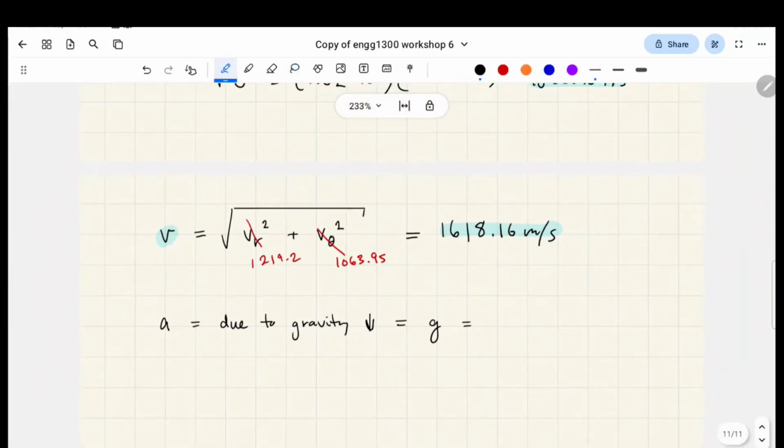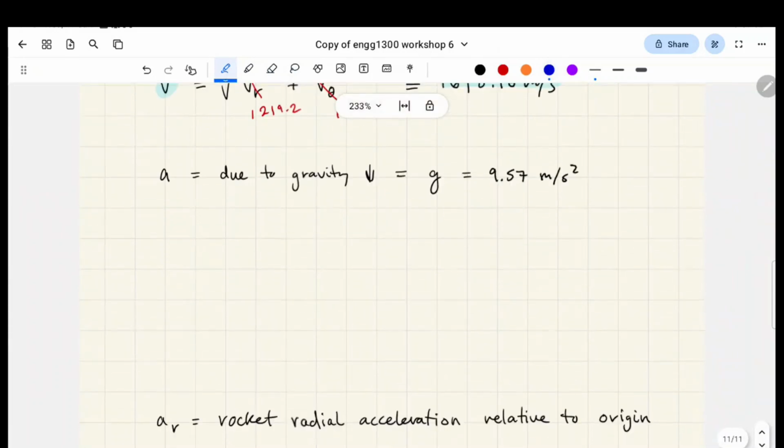We're given in the question that the acceleration is only due to gravity, acting directly downwards, and it was given as this. Okay, I'm going to redraw that situation again. That's at 30 degrees, that's the origin, that's the rocket. Here are our positive directions.